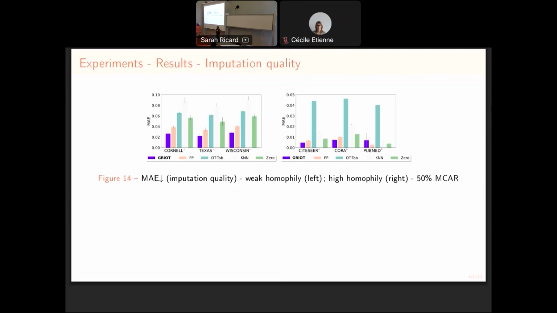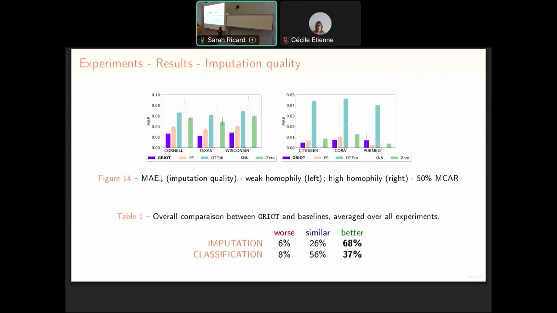Well, this is a particular scenario, and we actually tested a lot. We tested with different missingness mechanisms, with different missing rates. We went up to 40% missing data. And on average, we found that GRIOT was performing significantly better in 68% of the scenarios when we look at the imputation. And in most cases, the classification was similar, independently of the imputation method. Well, GRIOT still outperformed. The classification was still better when imputing with GRIOT in 37% of cases.